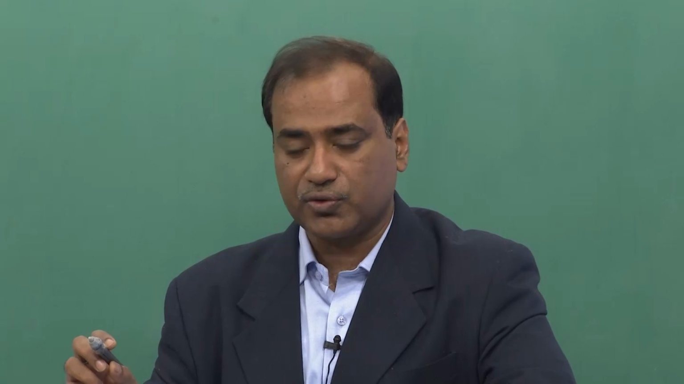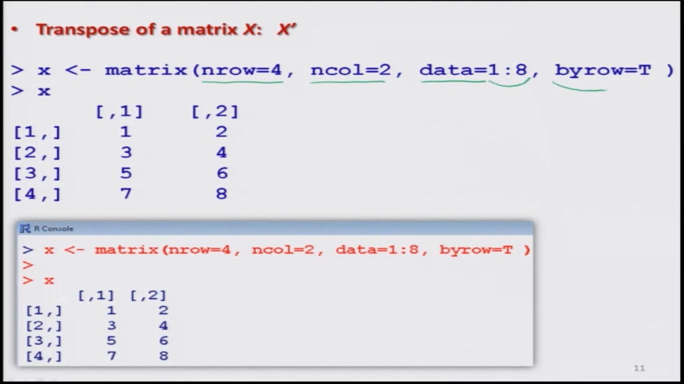But here I wanted to show you that I can obtain the same matrix by a different command, and then I am saying byrow is equal to T. That means the data has to be entered by row, and this is true. T means true. So, once I do so, I get the same matrix which you had obtained, meaning this is 1, 2, 3, 4, 5, 6, 7 and 8, because the data has been arranged by row. Okay.